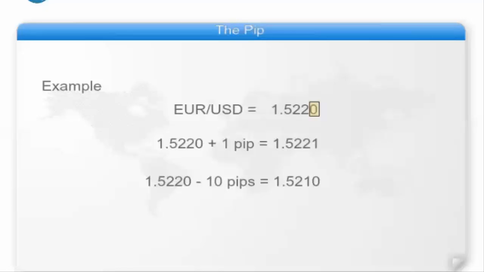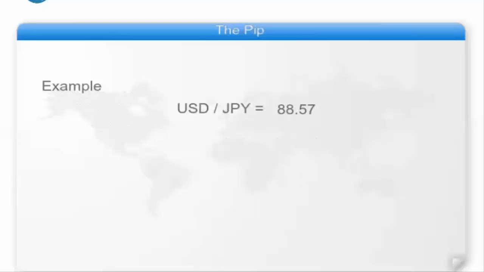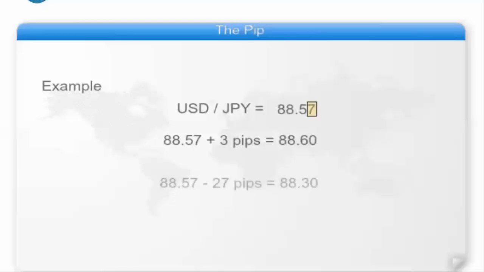The Japanese yen is different. For the Japanese yen, the pip is denoted at 2 places after the decimal point, meaning that if the US dollar Japanese yen is 88.57, then the pip is equal to 7. If the exchange rate rises by 3 pips, it will be equal to 88.60, and if it decreases by 27 pips, the exchange rate would be 88.30.